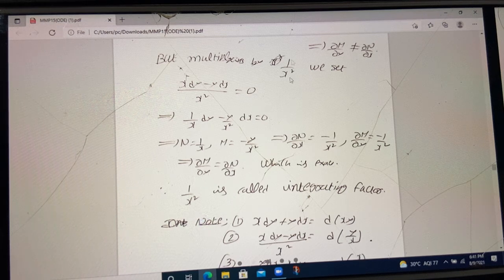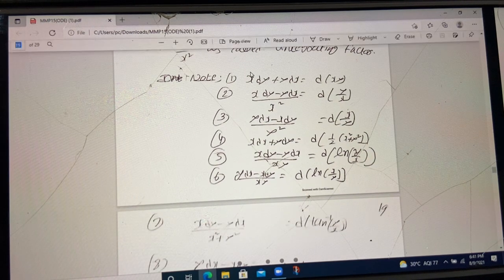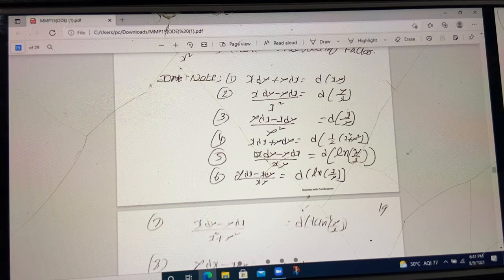But how did I get the idea of 1/x²? By my experience. But how will you answer? There should be a methodology to get it. By my experience, I came to know that I should multiply by 1/x². How will you know? There are methods for finding an integrating factor. The first method is called the intuitive method, also the inspection method, that is, observation. Try to memorize all this.